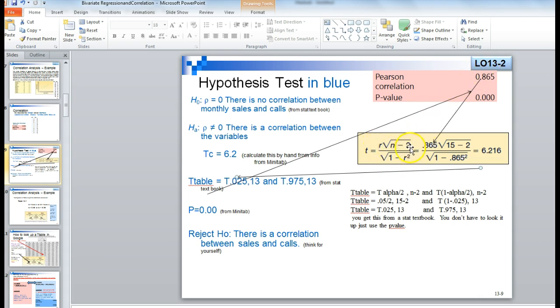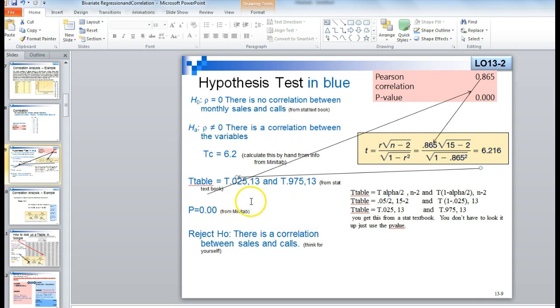We have to know that n minus 2 is 13 because n was 15. We only had a sample of 15 for this. And then 1 minus r squared. So we actually have to square 0.865 and then subtract that number from 1. When we do that, we get a T computed value of 6.2. But that is going to be something that we actually have to calculate. What a drag. It's kind of like we're back in the 1980s.